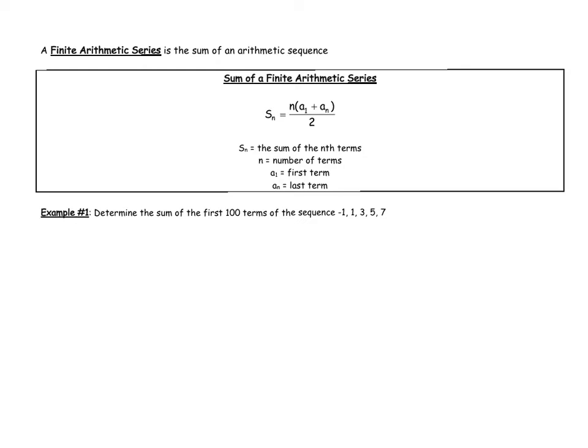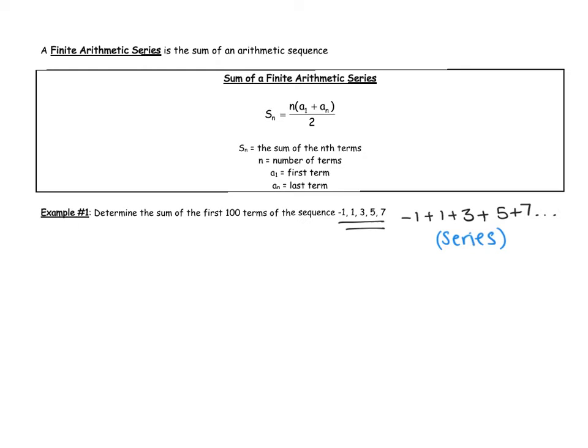So the first thing that I want to talk about is the relationship between this sequence and a series. Technically, a series is if I were to just write this sequence out as a sum. So -1 plus 1 plus 3 plus 5 plus 7 and continue. This is technically the series where this is the sequence. So when I say series, I mean I want you to sum up the sequence.